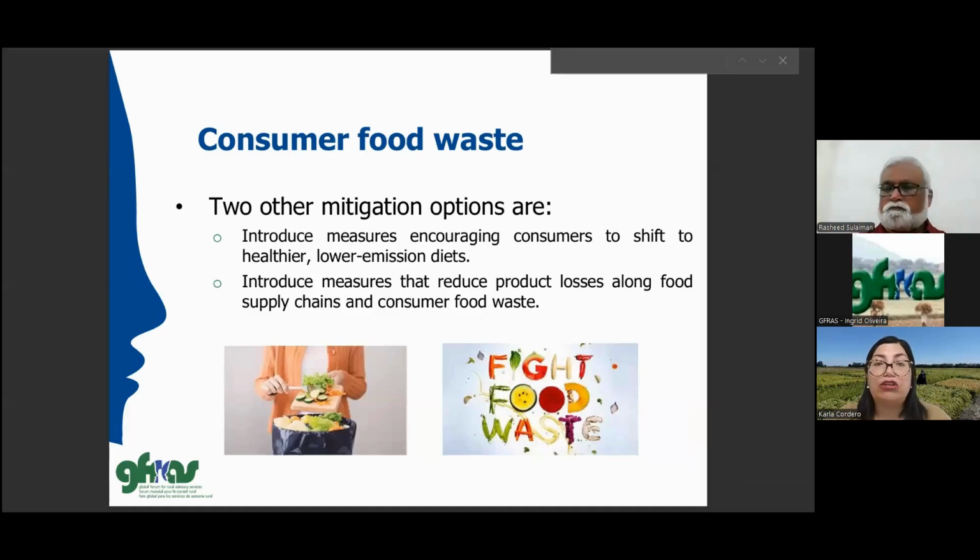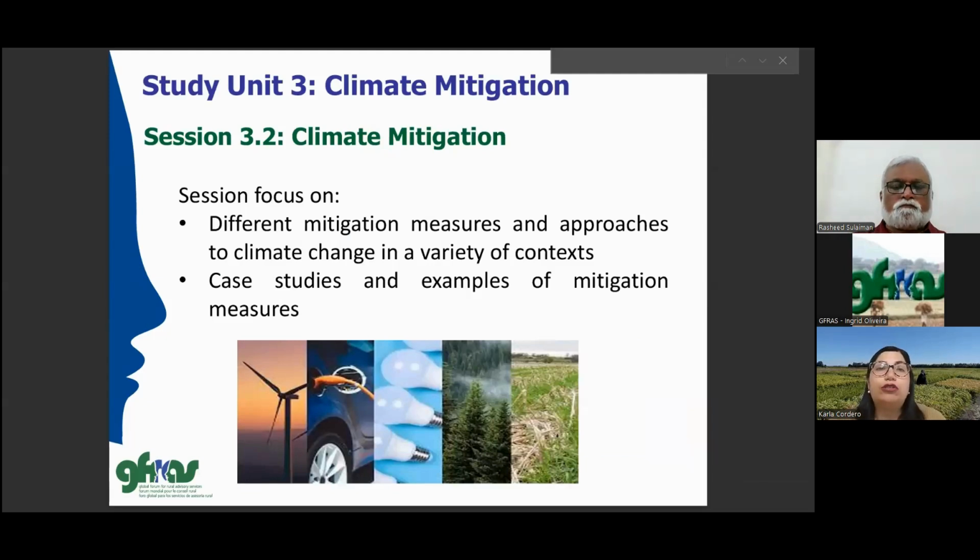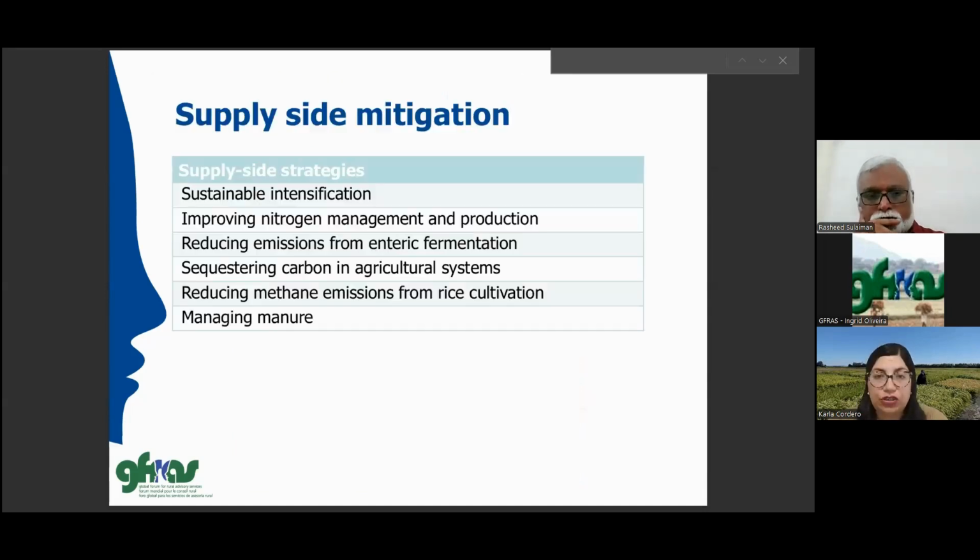Then you have, for example, consumer food waste. There is another mitigation option, and these measures introduce encouraging consumers to shift to healthier, lower-emission diets, and also reducing product losses. We can see how the supply chains lose too much food. And then in session 3.2, we're going to cover climate mitigation, how the different mitigation measures and approaches to climate change work in a variety of contexts, with some case studies and examples of these mitigation measures.